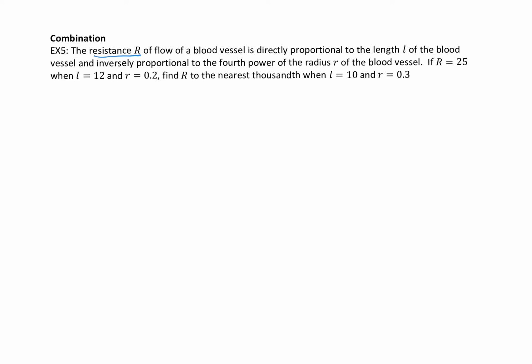So clearly, if the radius is really large, the blood can flow faster, so there's less resistance in the flow. As you shrink the radius and you shrink the blood vessel, it slows down the blood flow, so there's more resistance, so R is bigger.